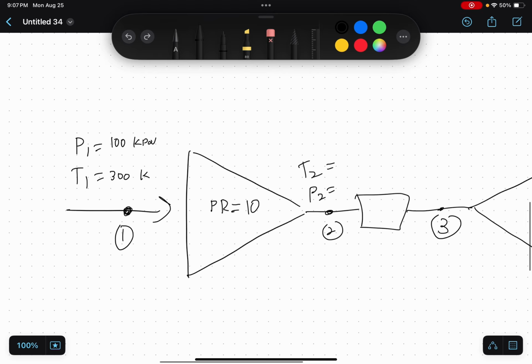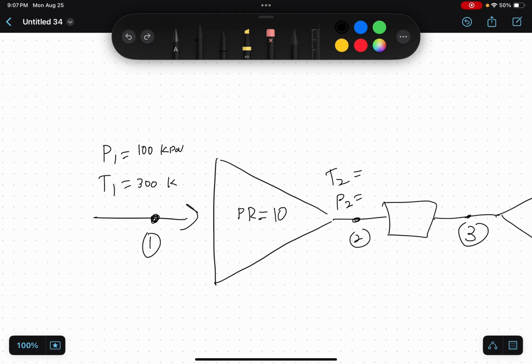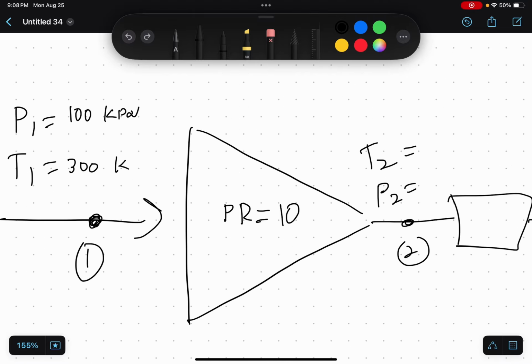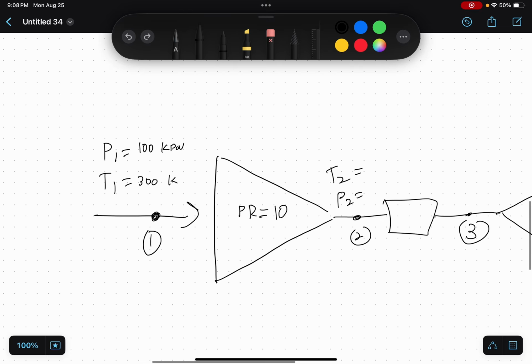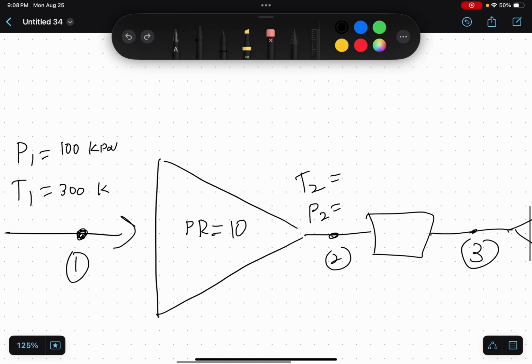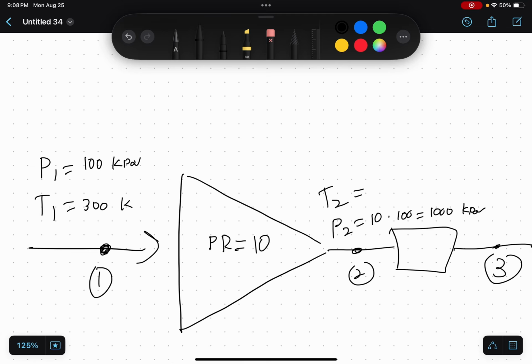Okay, so typically compressors have a pressure ratio. Same with turbines, but yeah, they have a pressure ratio. So they compress as a factor of a number. For example, this compressor, I just said it has a pressure ratio of 10. So that means P2 will be 10 times 100, which is 1,000 kPa. Cool. Now, what's the temperature?